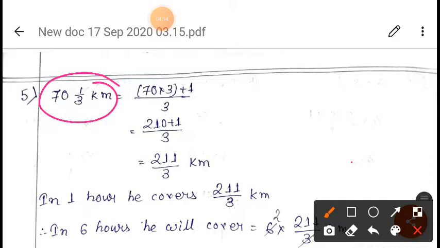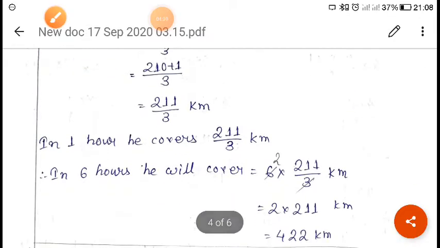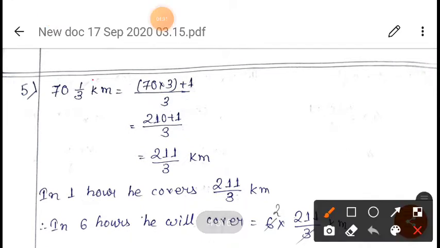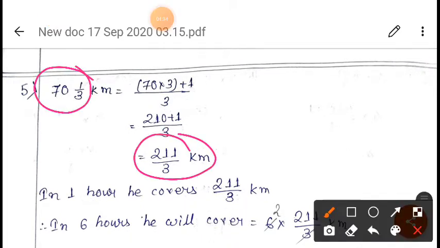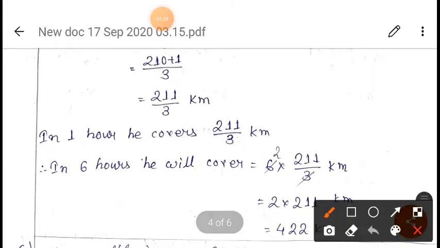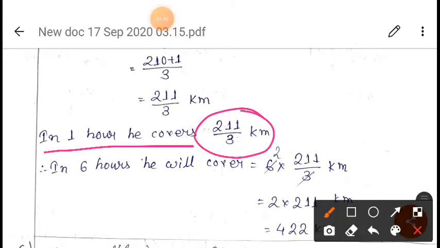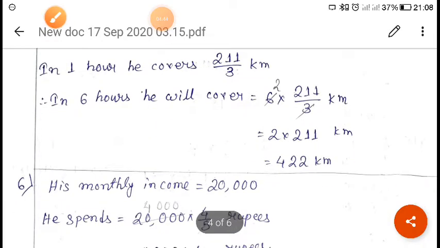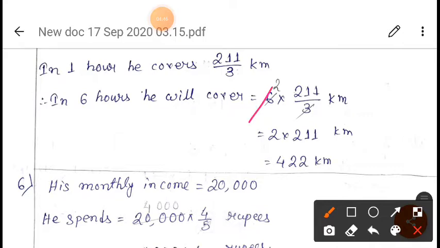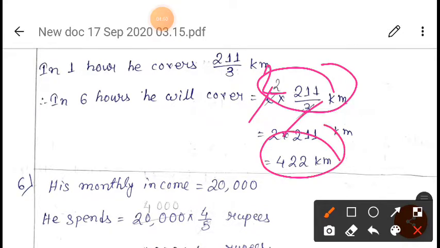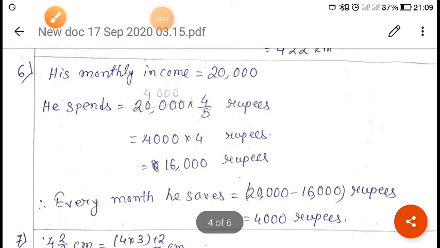Since you can see in 1 hour, when you solve this 71 by 3, we will get 211 by 3 kilometers, okay. So we can write like this, right? In 1 hour he covers this much kilometer, so in 6 hours it will be 6 into this much, okay. As you can see, we have multiplied this, 6 3s are 3, 3 2s are 6. Now 2 into 211 will be 442 kilometers, right? So this is the same, right? It is also very easy.